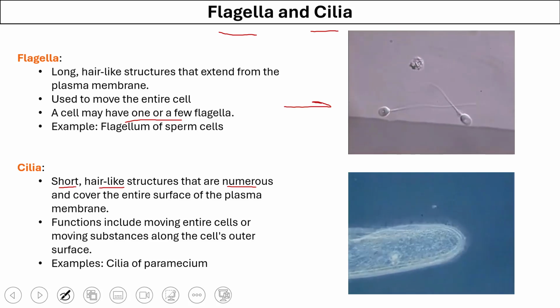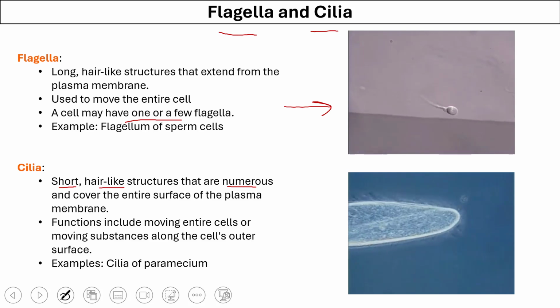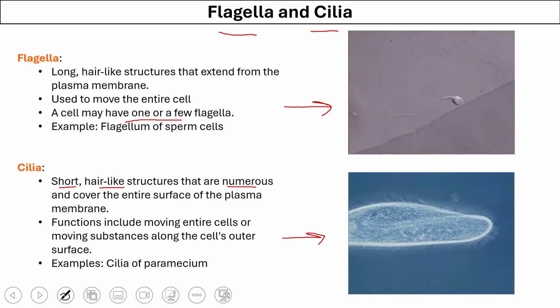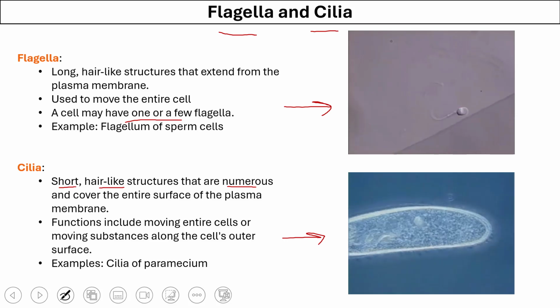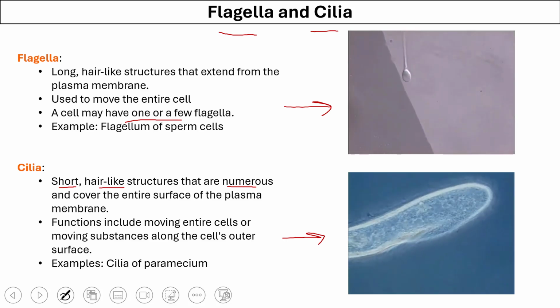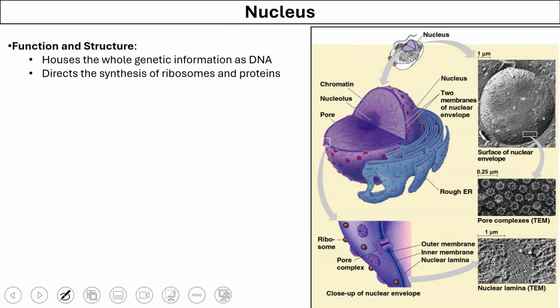What you're seeing here in the video is a flagella helping a sperm cell to move around, and what you're seeing here are several numerous cilia which are helping the paramecium to create the flow of material around it and also to move from one place to another.